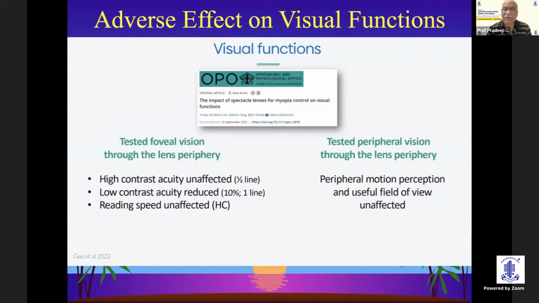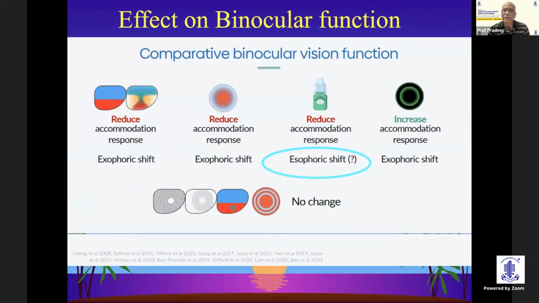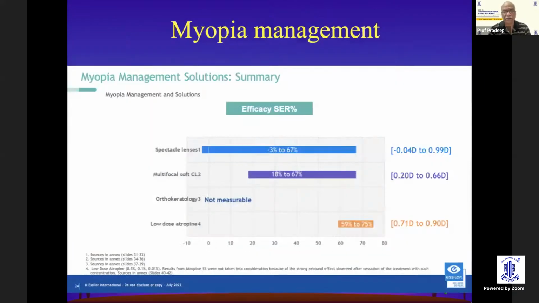What are the adverse effects on visual functions? We can see that there is an effect on contrast acuity and also peripheral motion perception, which have been studied. Fortunately, they are not much affected in the peripheral vision of these children. The effect on binocular functions is another thing we need to be aware of in children, and we know that there is a reduction in accommodation. With spectacles and contact lenses, there is an exophoric shift, whereas using cycloplegic drops, even like 0.05%, can cause an esophoric shift. So be aware of this.